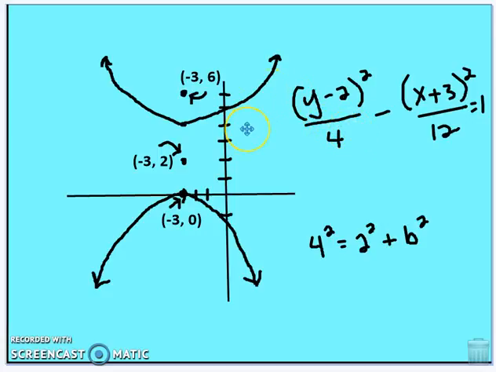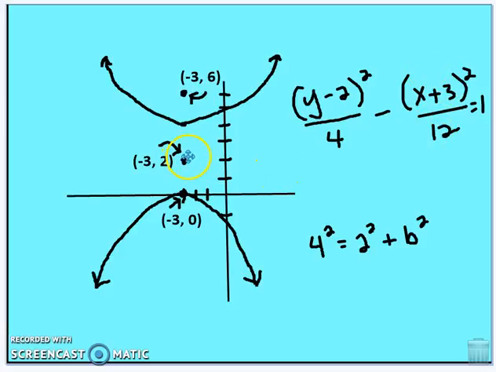And now I also know the distance from the center to the foci is going to be the c value. Negative 3, 2 to negative 3, 6 is going to be 4 units. 4 units squared is 16. So 4 squared, c squared, is equal to 2 squared, or a squared, plus b squared, which we don't know yet. So 16 minus 4 leaves me with 12. So b squared is equal to 12.